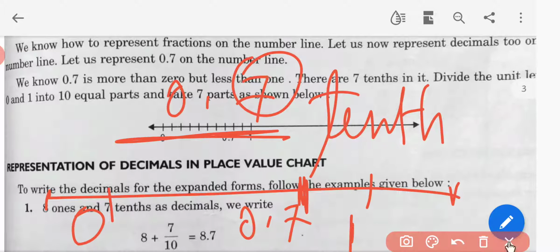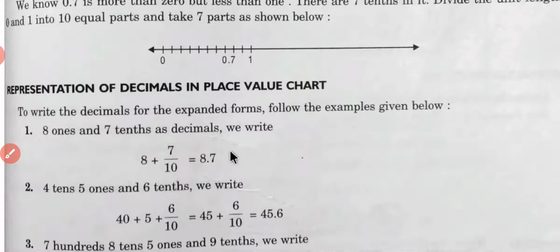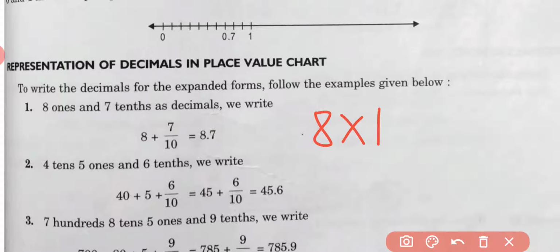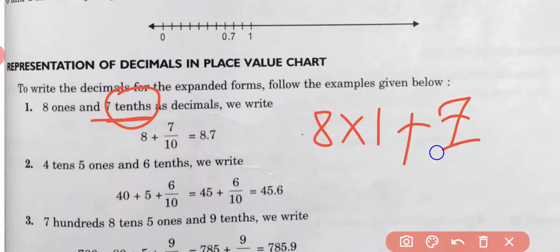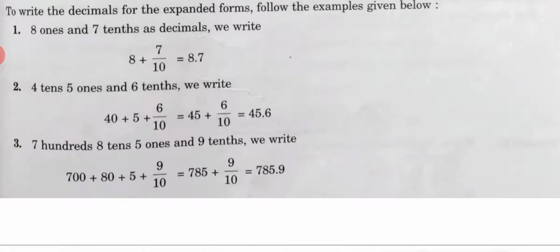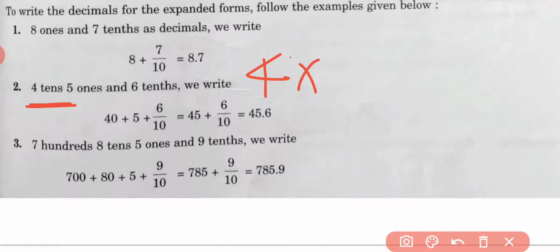So then see the next topic, representation of decimals in a place value chart. How to put the decimal in place value. Place value means ones, tens, hundreds, like this. So 8 ones means 8 into 1, plus 7 tenths. Here tenths is given, it means 7/10. So 8 plus 7/10, which means 8 plus 0.7, so it can be written as 8.7. Then next, 4 tenths. 4 tenths means 4 multiply 10.